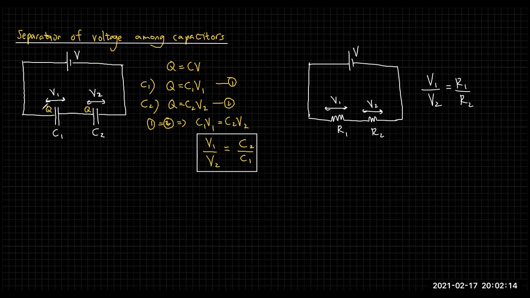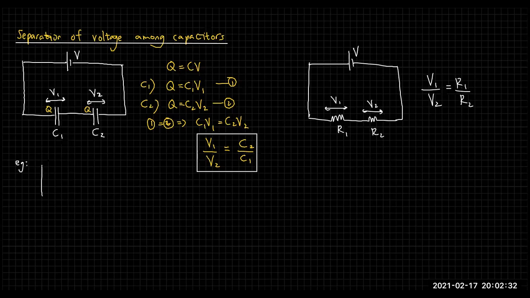Higher the capacitance, lower will be the voltage. Lower the capacitance, higher will be the voltage. But here with resistors, higher the resistance, higher will be the voltage. Lower the resistance, lower will be the voltage. That's how it works. So we have to be really careful here. Now let me quickly explain with an example.